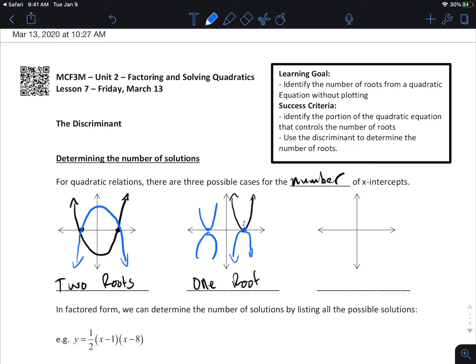No, it's fine. Okay. There's one more possibility. You got two. I got one. What do you think the last one is? Three? One, zero? We just did one. Oh, zero. What does zero look like?